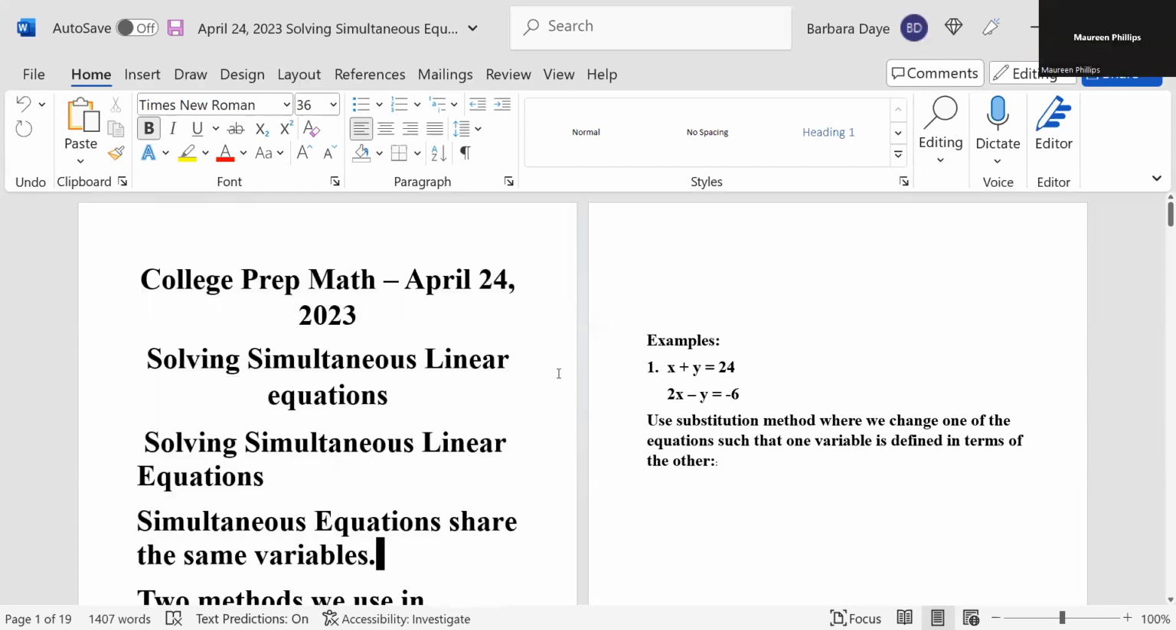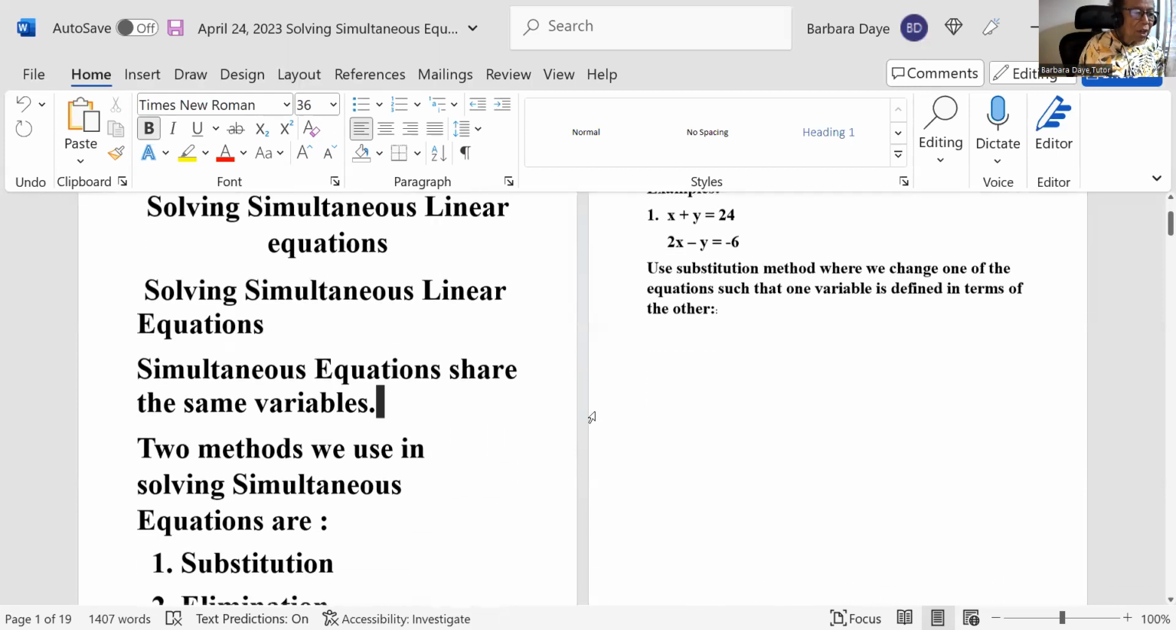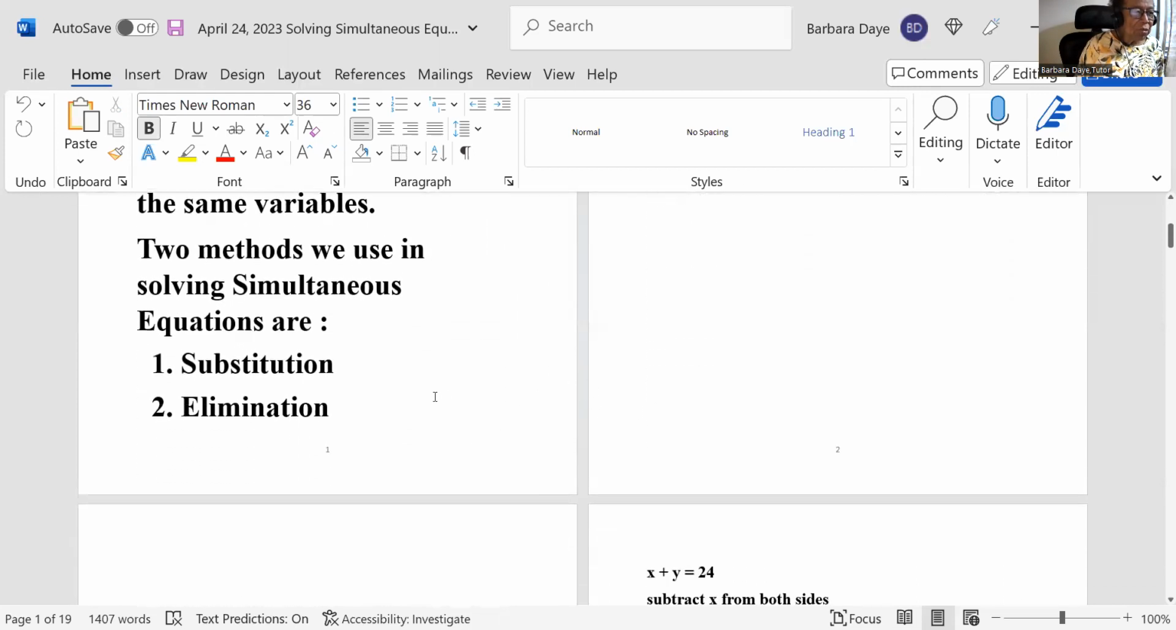Solving equations with two variables. Okay, two equations with two variables. And we've been solving just one equation, right? But how do we solve where we have two equations and two variables? We call those simultaneous equations. And we have two ways we can solve them. One is called substitution. One is called elimination.